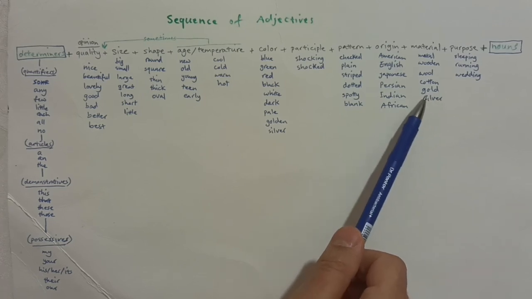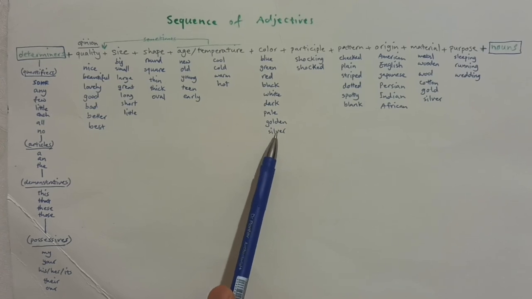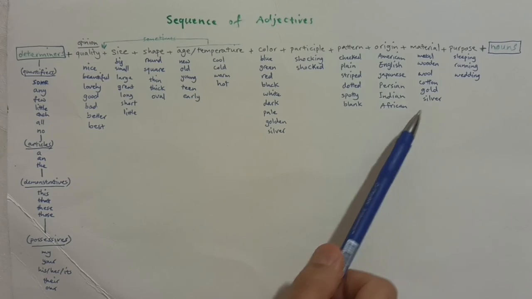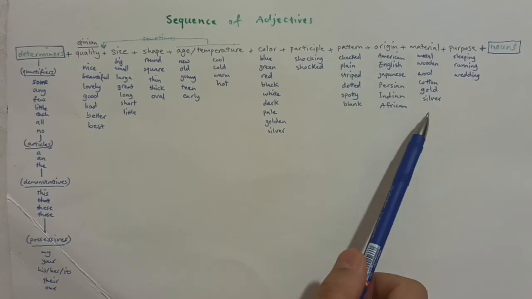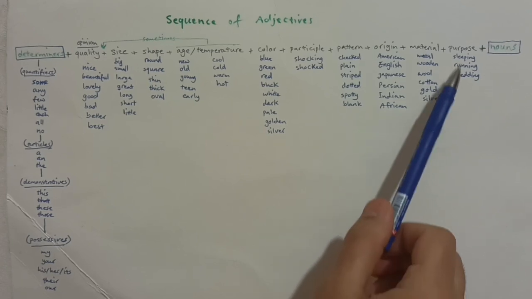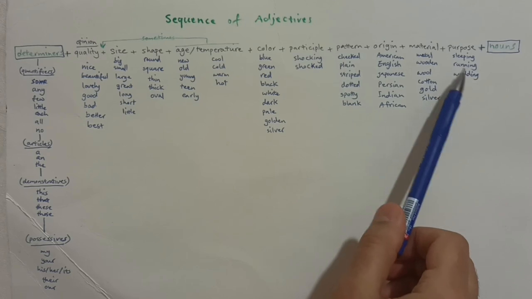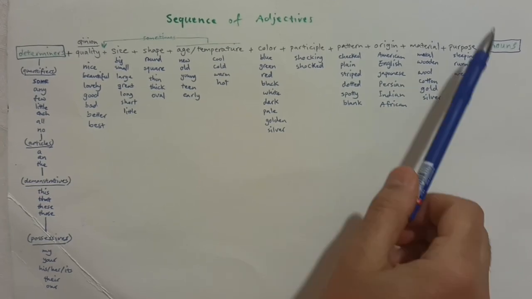As you can see, there is a difference between gold and golden. Golden normally is the color, while the material is gold. It's made of that material, like the metal, for example, iron or silver. And last but not least are the adjectives of purpose, like sleeping bags, running shoes, or wedding dress. And then we use the nouns.